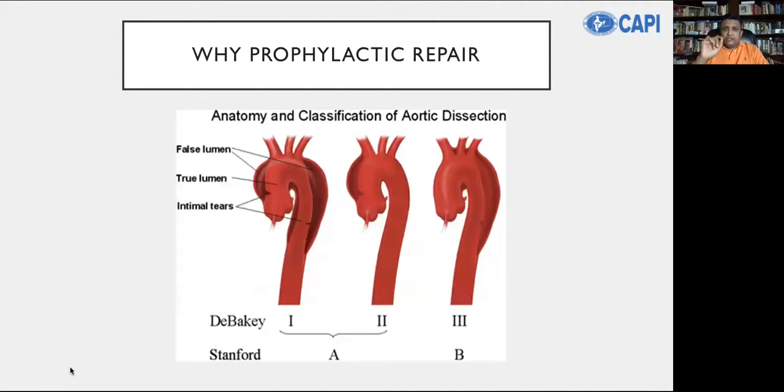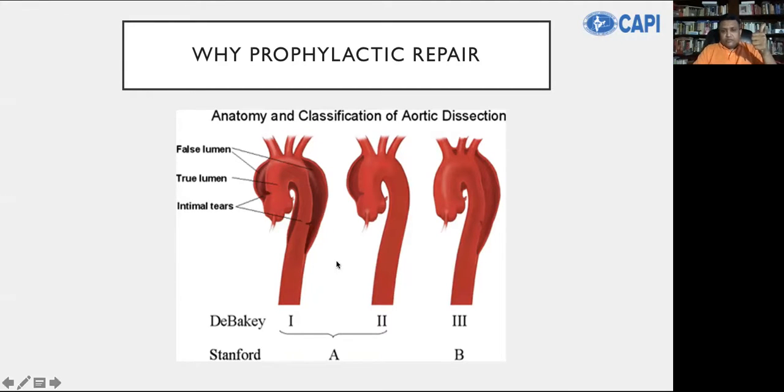Now, why do we ask patients to get prophylactic repair? The reason is that these aortas become weak in the medial layer. There are 3 layers: intimal, medial, and the adventitial layer. If the tear is taking place in the ascending part of the aorta, whether it is limited to the ascending part or not limited to the ascending part, these two types are called Stanford A, or what we call a type A dissection. These require immediate surgical management.